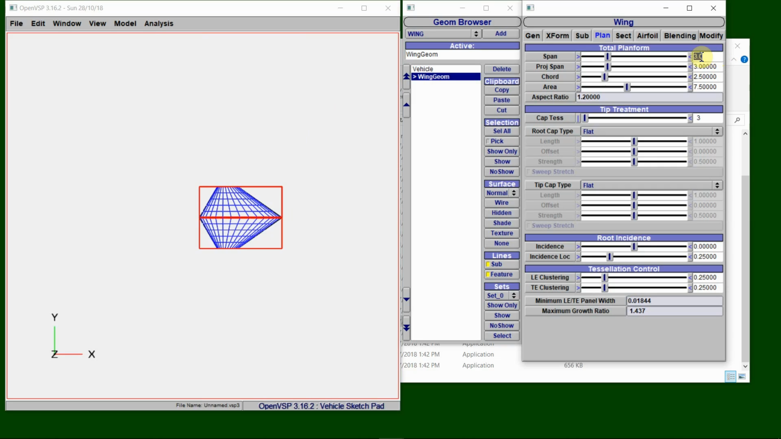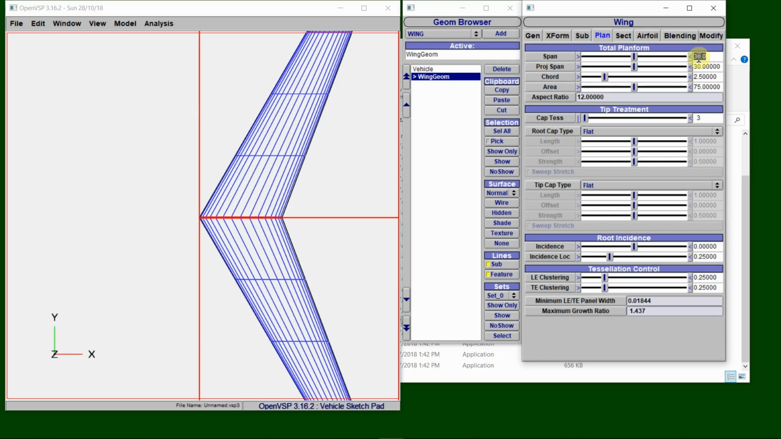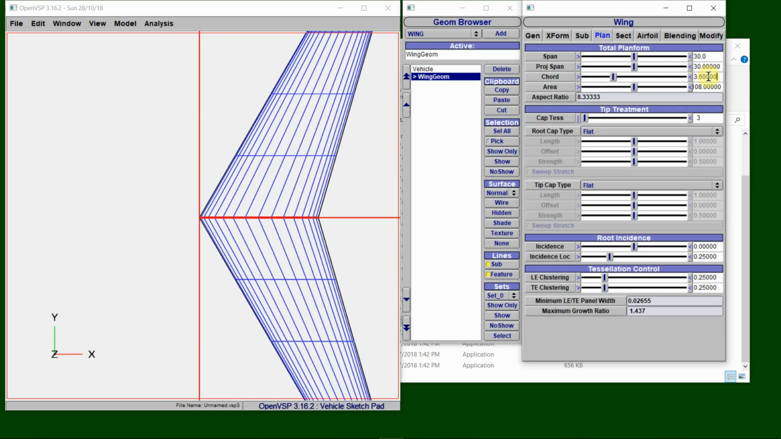Oops, I believe I made a mistake. That was 3.0. 30.0. There we go. There's 30 feet span. I happen to know that my chord is 3.6 from some previous calculations we've done in a previous video.